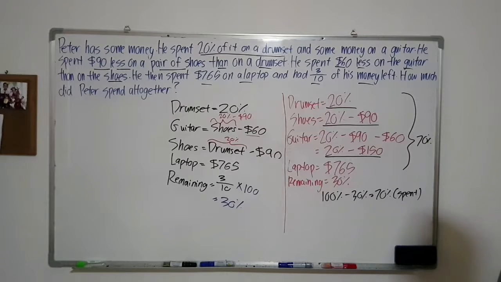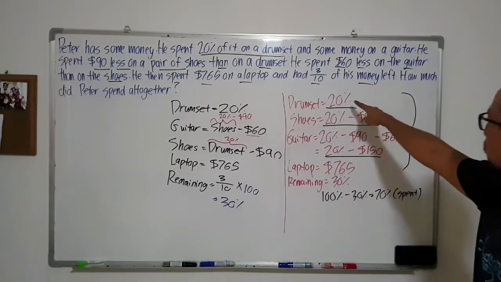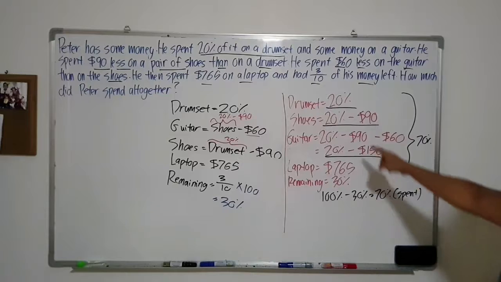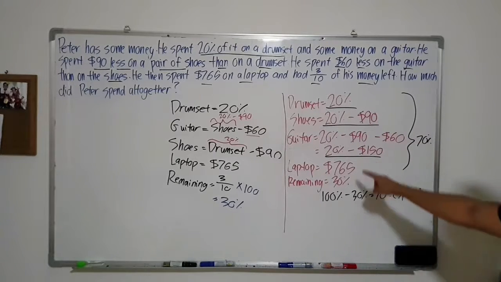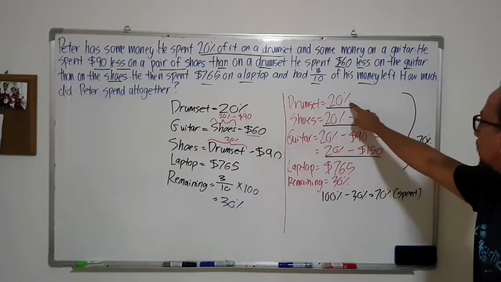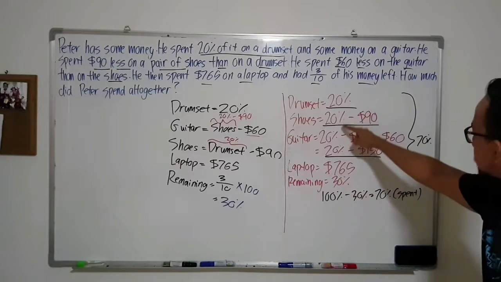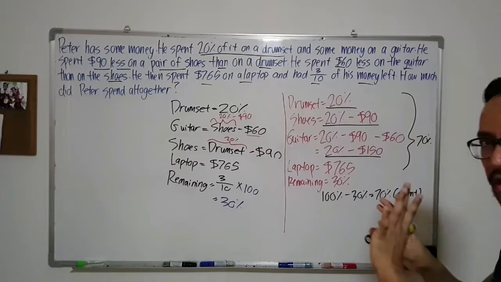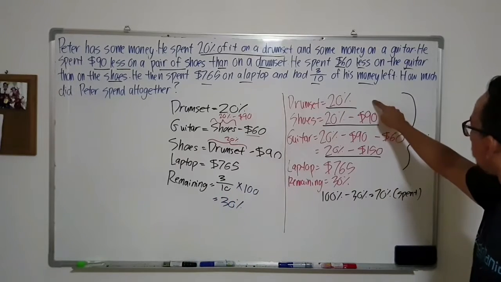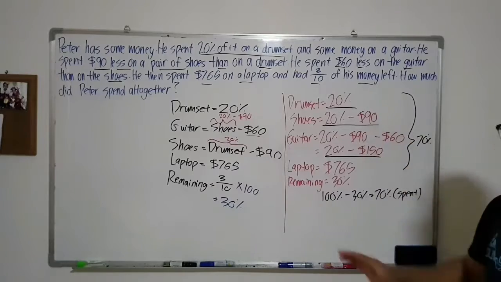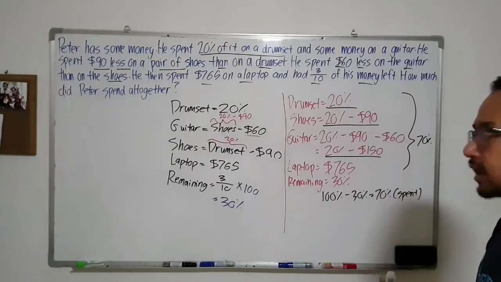Alright? Okay, now let's take a look at all these items that he has spent. What are the common things that he can find between this and this? The percentage. So separate the percentage from the values. Okay? You see, all these elements are supposed to be added up together, right?